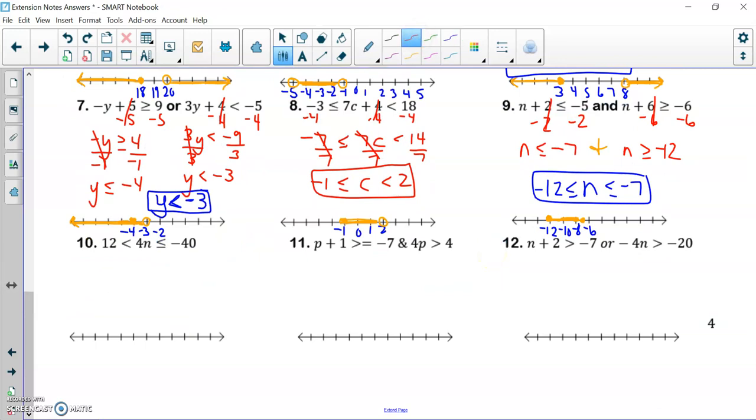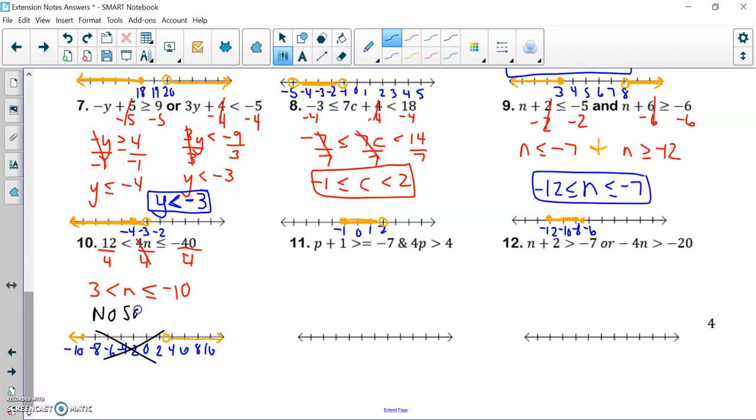All right, moving on to number 10. I'm going to divide by 4 on both sides, for all 3 sides. This is an and inequality. I wind up with a 3 is less than an n, which is less than or equal to a 10. Now this one's going to be tricky because I have an open circle on 3, and I want all the numbers greater than 3. And I have a closed circle on 10, and I want all the numbers less than or equal to 10. This is an and inequality, and the shaded regions do not intersect. And when that happens in an and inequality, this is actually no solution.